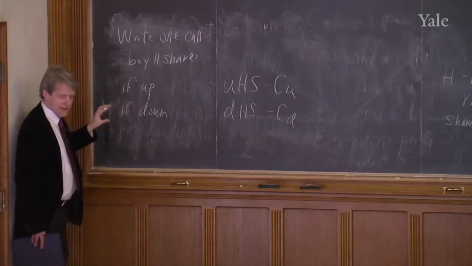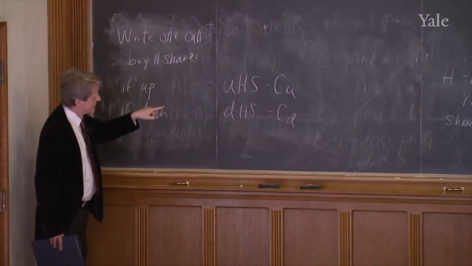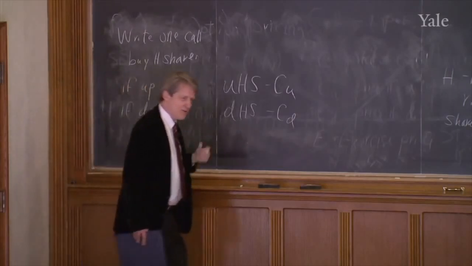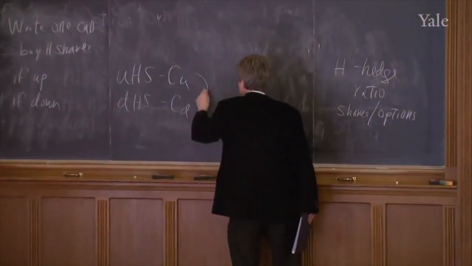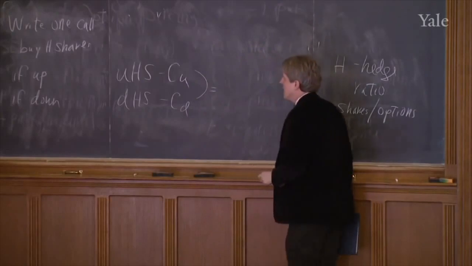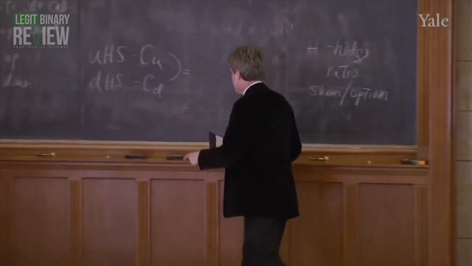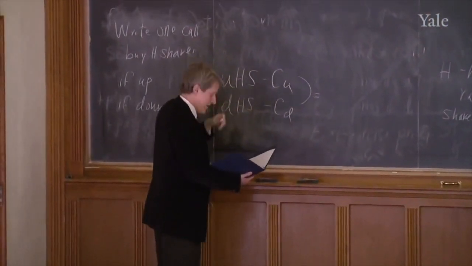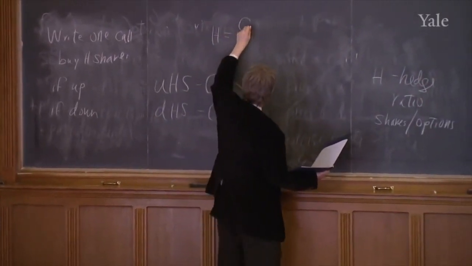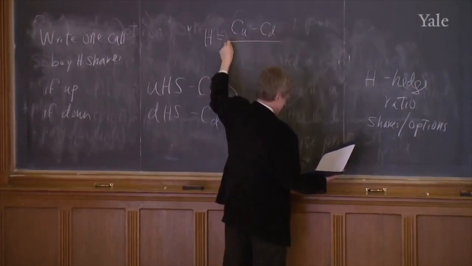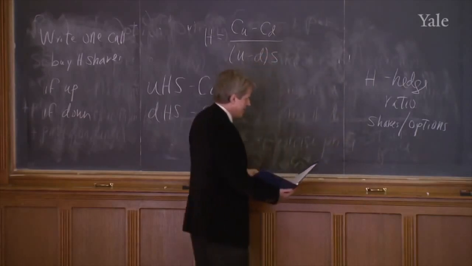Now what I want to do is eliminate all risk. So that means I want to choose H so that these two numbers are the same. And if I do that, I've got a riskless investment. All right? So set these equal to each other. And that implies something about H. We can derive what H is. If I just put these two equal to each other and solve for H, I get H equals C_U minus C_D all over (U minus D) S. Okay?